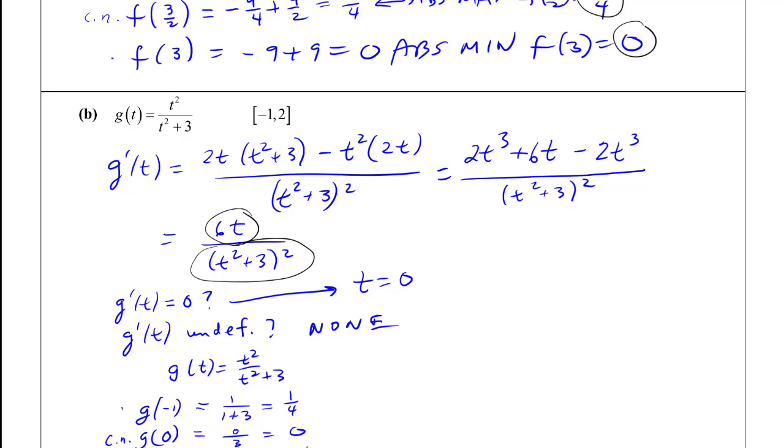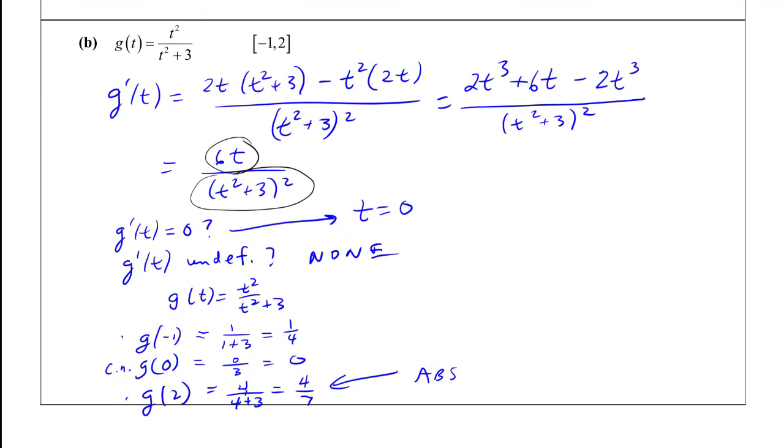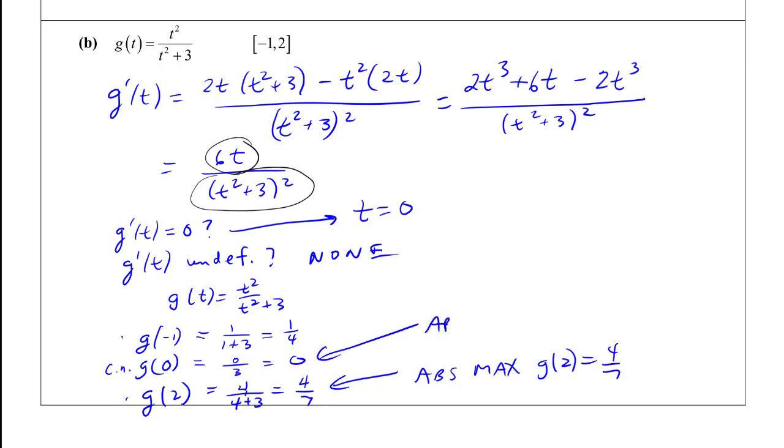All right, so there's my absolute max. Whoops, I realize I'm off the screen down there. Sorry about that. My absolute max is g of 2 as 4/7, and my absolute min is g of 0 equals 0. There you go.